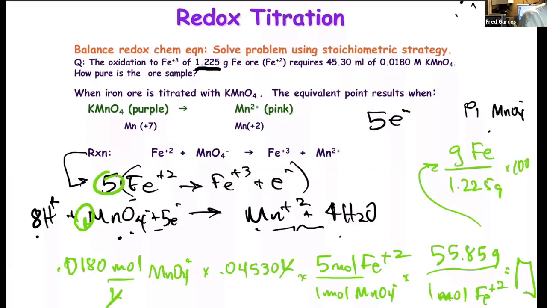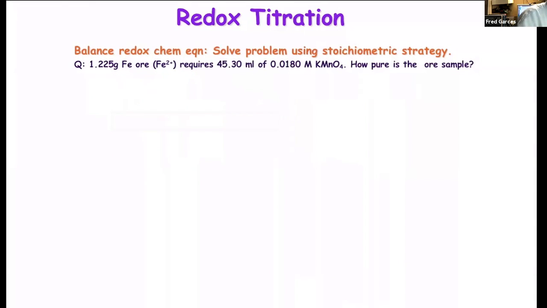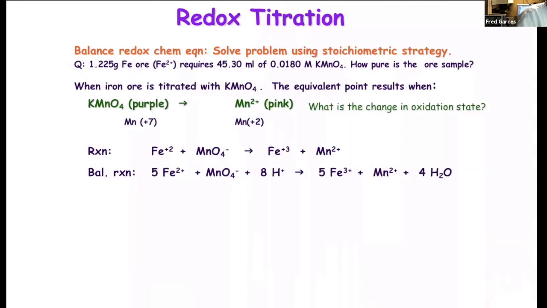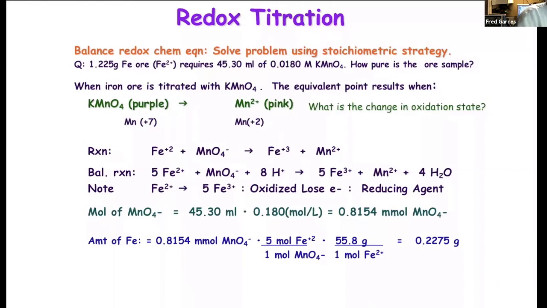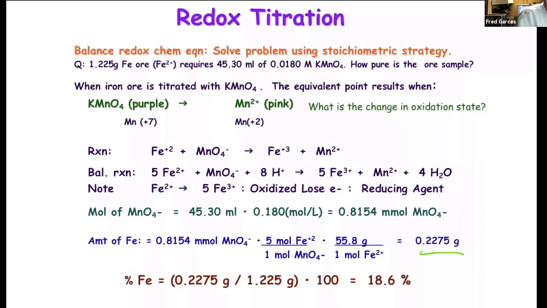So this is what it looks like. I'm going to erase this. Okay, and I'll show you that right there. The balanced equation is that. Take this, and we see that it's 0.2275 grams that actually react with the potassium permanganate. You guys know how to do this. This is chemistry 200. The only difference is that you needed to balance a redox equation. 0.2275 divided by 1.25 grams times 100, it's only 18.6% pure iron.